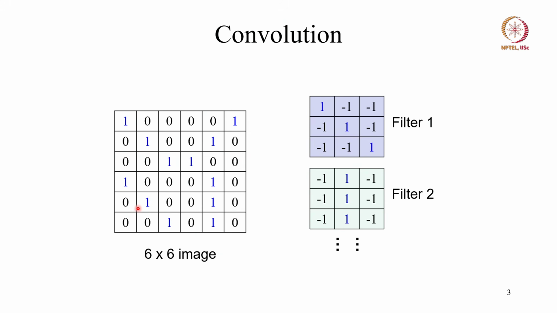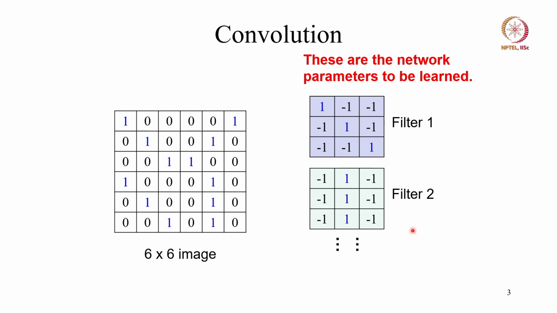Okay, so suppose we have a 6 by 6 image. This is your input, and this is what you call the filter. You're going to take this filter and place it here, that is the 3 by 3. And you will not have just one filter, you could have more than one filter. You can have a number of filters, and for each filter you are going to get an output. So depending on the number of filters, the dimension of your output is going to change. We can say that these filter parameters are what you need to learn.